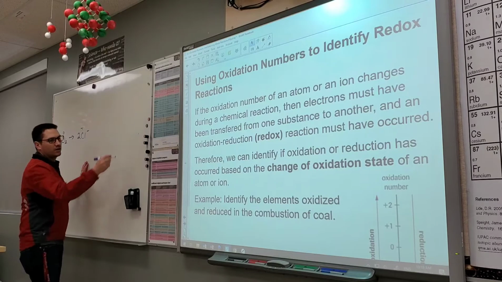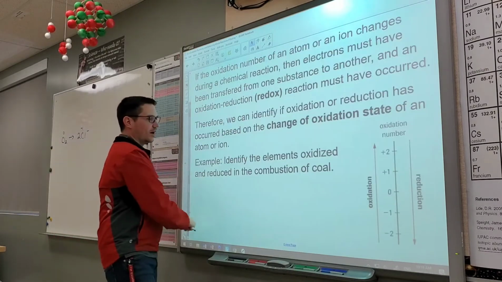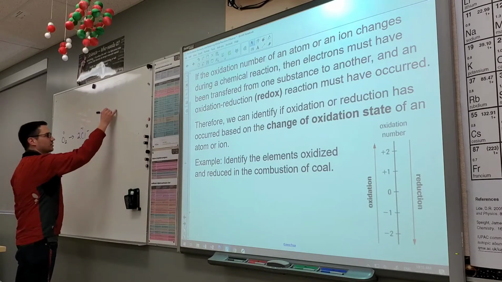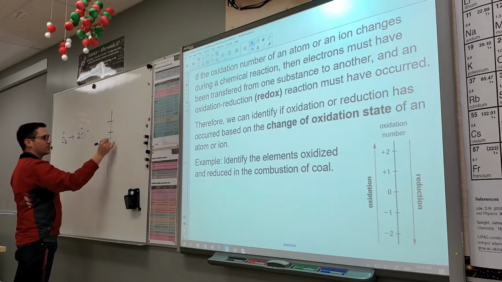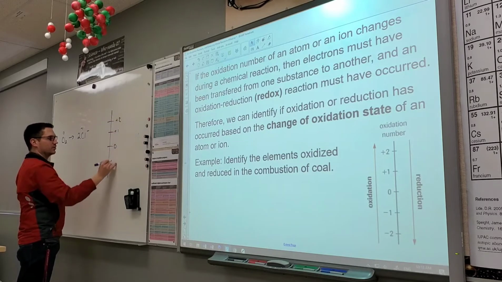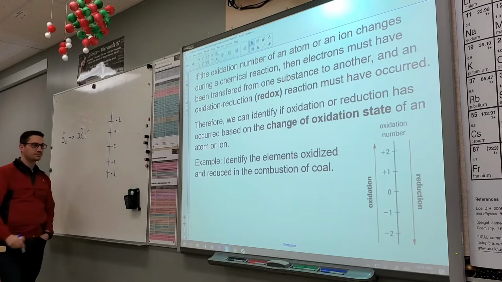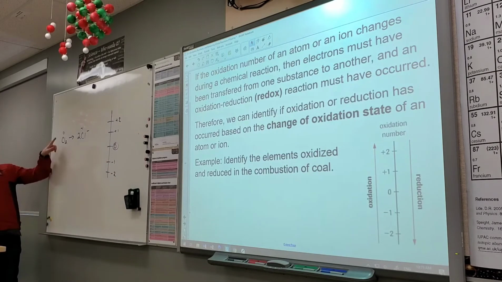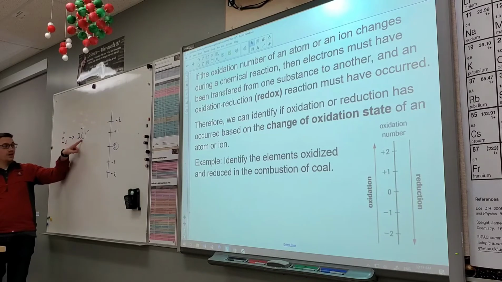I'm going to redraw this on the board. So let's show what happens to its charge. So 0, +1, +2, -1, -2. We start at an oxidation state of 0, and where do we go?